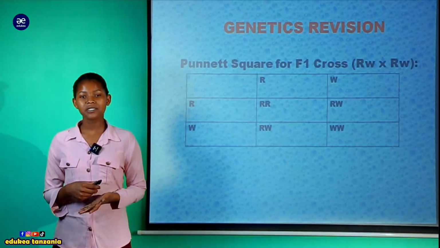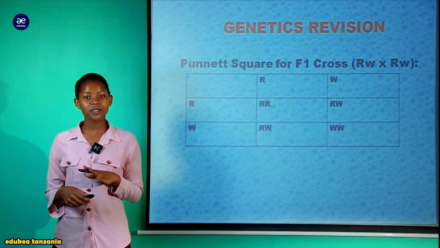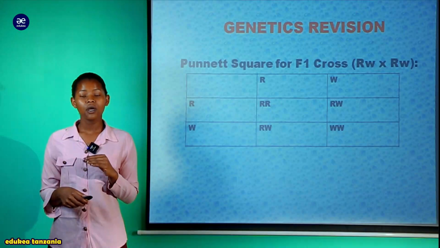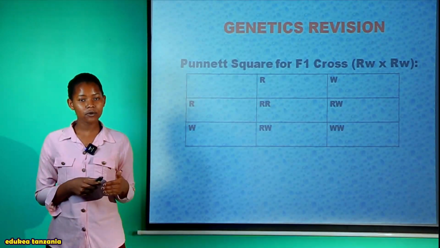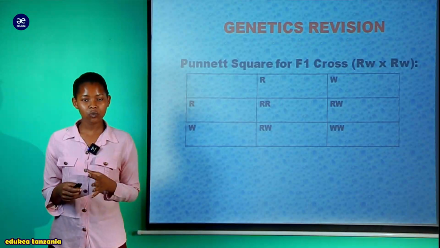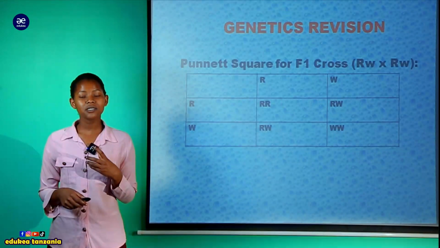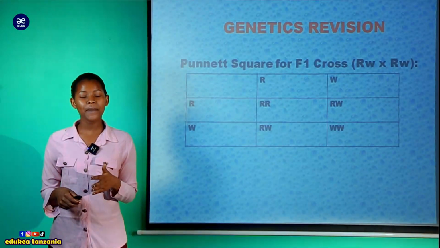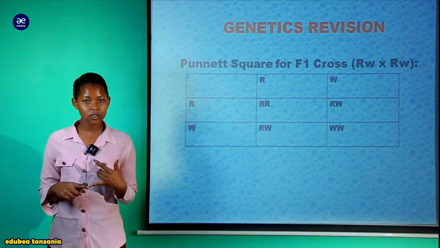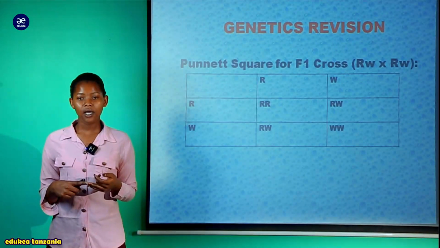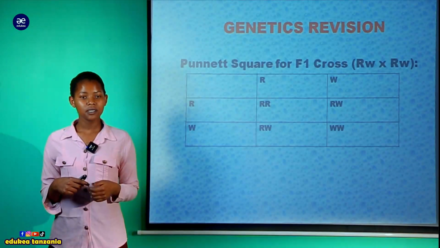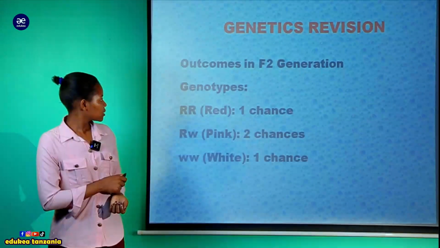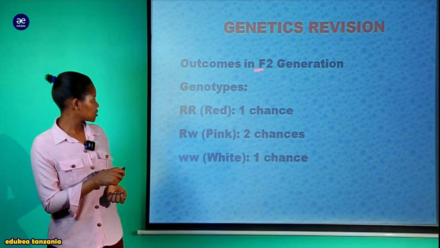And if you remember part B of our question, we were provided with 1,000 offsprings resulted from crossing of F1 generation to produce F2, and we were just required to state the numbers of those offsprings, which will be red in color, pink in color, as well as white in color. And then you can see the outcomes in the F2 generation.